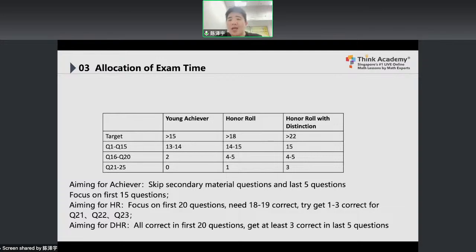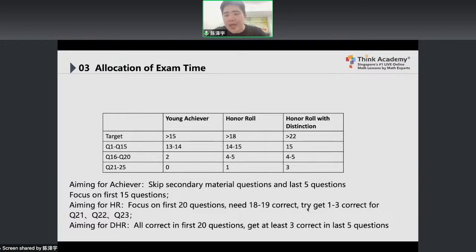Right, so if you are aiming for the honor roll with distinction, the distinguished honor roll, you need to make sure that you get at most 1 question wrong in the first 20 questions. Otherwise it is basically impossible for you to get the distinguished honor roll. So if you can get 19 or 20 questions correct in the first 20 questions, then all you need to do is to figure out 3 questions in the last 5 questions.